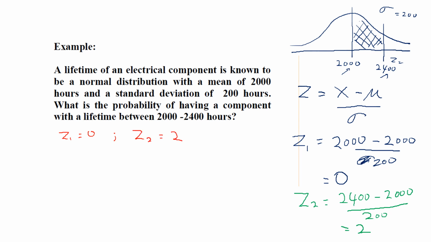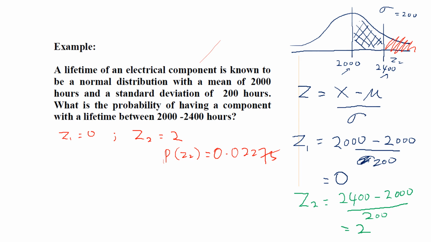And if we go to the probability table and look at the table, we know that the probability of Z being more than 2 is equal to 0.02275, which is the area of this region. And then we want to know the area in between.